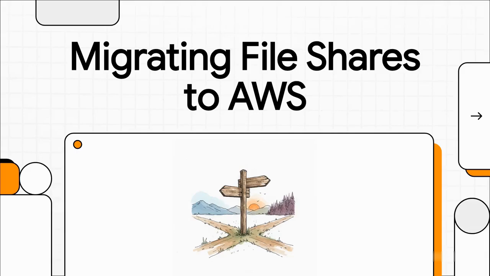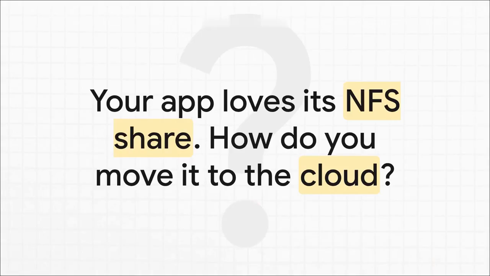All right, let's get right into it. One of the biggest challenges when you're moving apps to the cloud, it's not really the servers, it's the storage. And I'm talking about that old, reliable network file share that your application absolutely depends on. So how in the world do you bring that along to AWS without having to rewrite your entire app? And that's really the big question we're going to tackle.